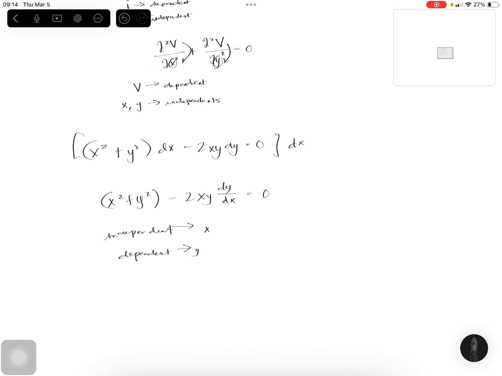However, we could also divide this equation by dy, and we would get this. In this particular equation, x is being derived with respect to y, hence y is the independent variable, and x is the dependent variable. So depending on the case, depending on how you modify the original equation, you get different examples or different independent variables. That's it.